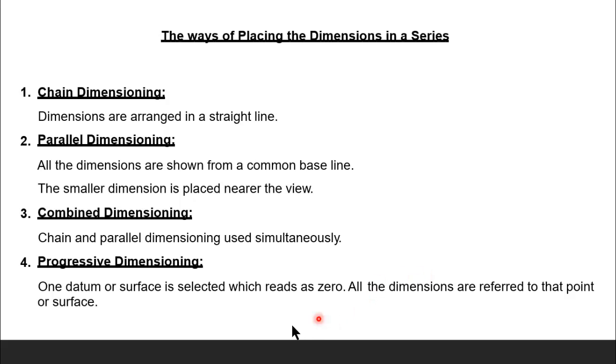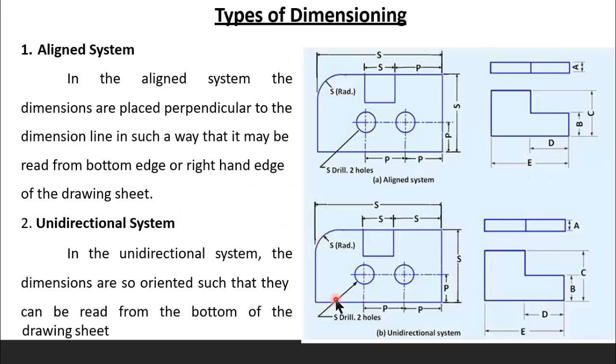And progressive dimension means if one datum or surface is selected, which is read as 0, the datum will be set, and all the dimensions are referred to that point or the surface. These are the different ways of dimensioning series.